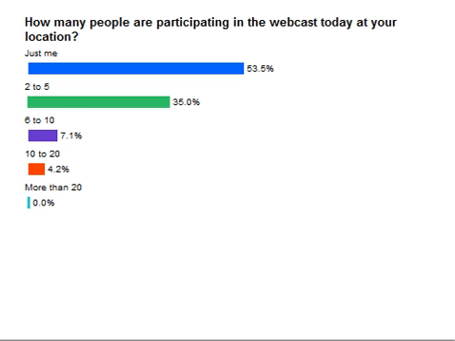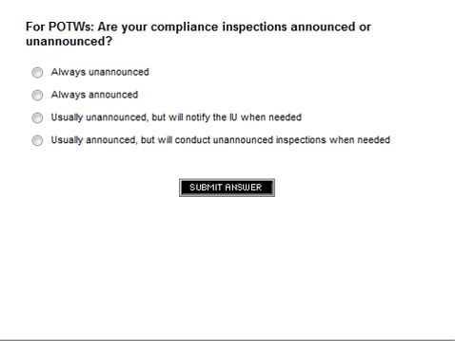All right, so one more poll question for the POTWs only. Are your compliance inspections announced or unannounced? Are they always unannounced or always announced? Usually unannounced, but we'll notify the IU when needed, or usually announced, but we'll conduct unannounced inspections when needed, such as emergency situations, or if you just want to do a spot inspection to see exactly what they're doing.